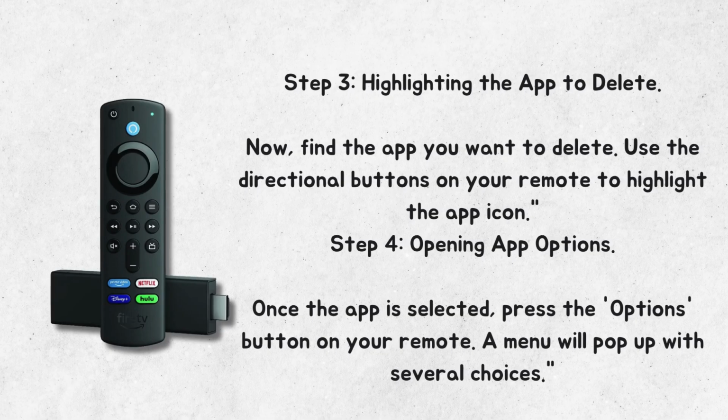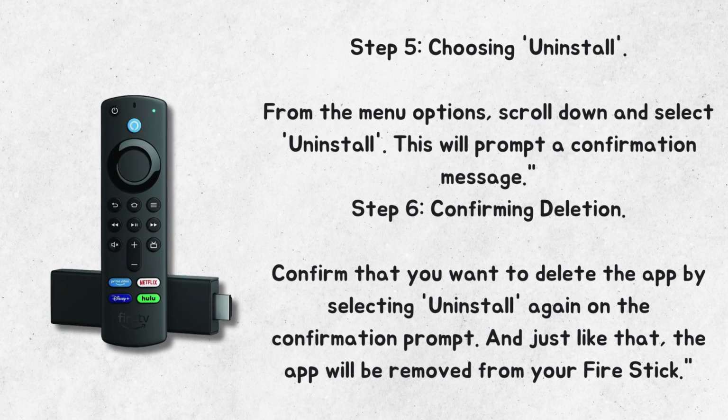Step 4. Opening app options. Once the app is selected, press the Options button on your remote. A menu will pop up with several choices. Step 5. Choosing Uninstall. From the menu options, scroll down and select Uninstall. This will prompt a confirmation message.